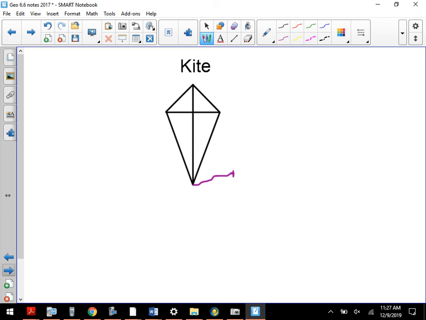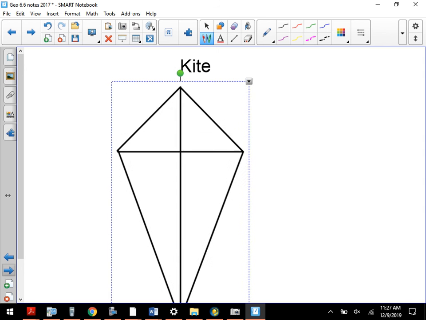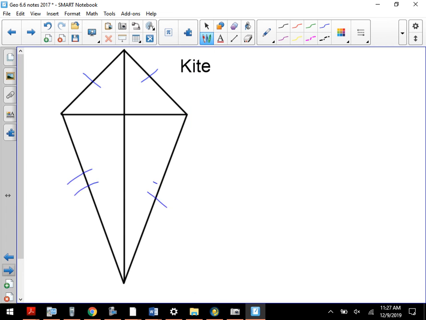Anyway, easiest way to think about a kite, obviously it doesn't have a tail. Easiest thing to think of is two isosceles triangles put together and they share the same base. Think of the kite as two isosceles triangles sharing the same base. Now the kite has a couple more properties than the trapezoid does.